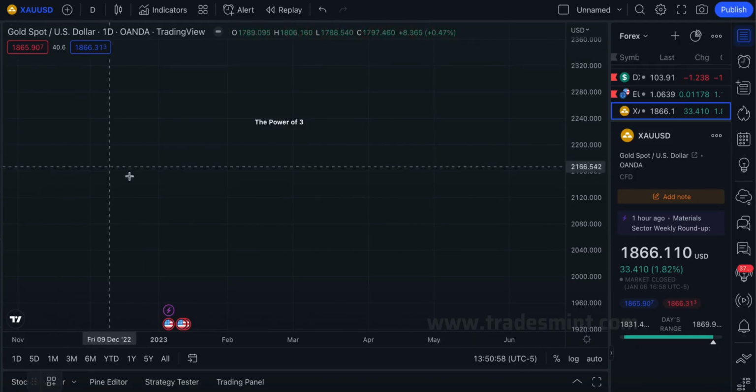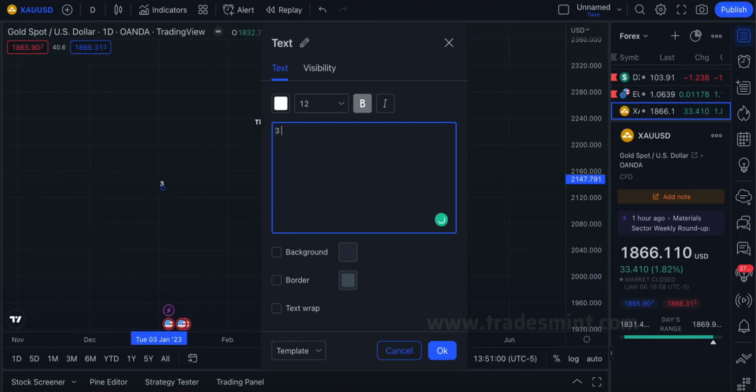Well, first off, in the power of 3, there are 3 stages. The first step is accumulation. The second step is manipulation. And the third step is distribution. Now, ideally, accumulation occurs during Asian session. Manipulation occurs during London session. And distribution occurs from London to New York.